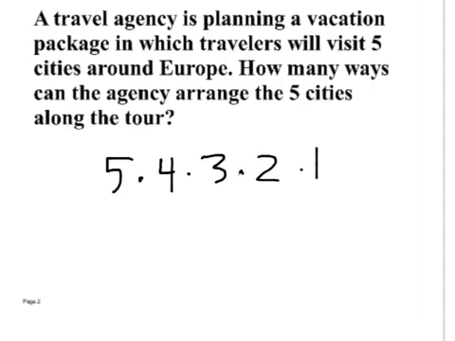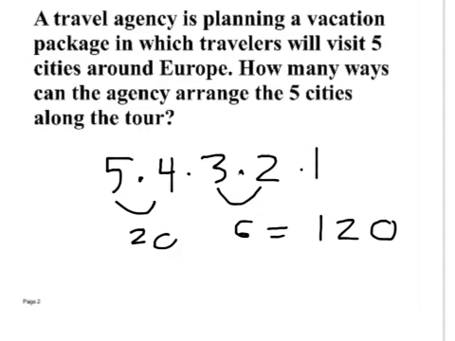Now what we do to find this permutation is we just take 5 times 4 times 3 times 2 times 1. Just multiply all the possible combinations. 5 times 4 is 20, right? 3 and 2 is 6, right? 1, it doesn't matter. You can leave it off. 6 times 20 is 120 different ways. Okay? 120 different ways.